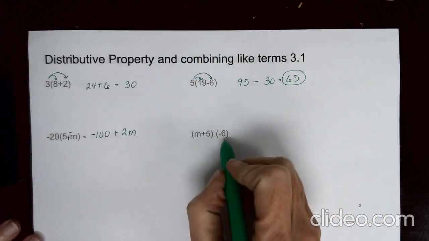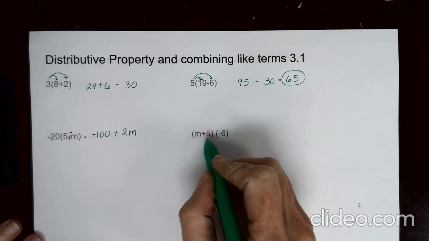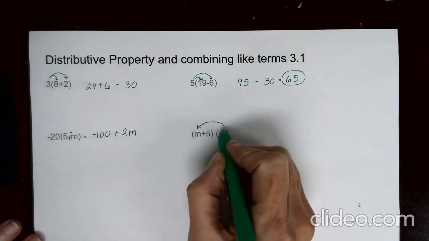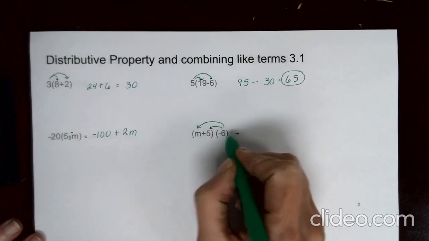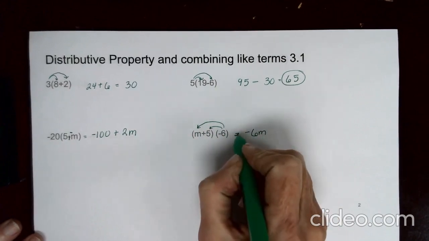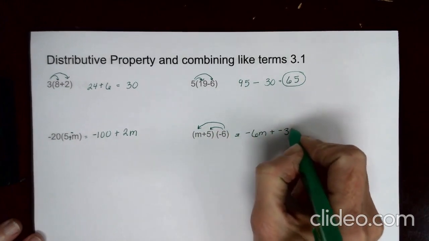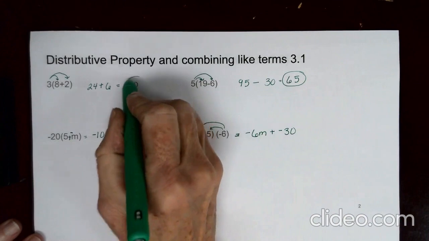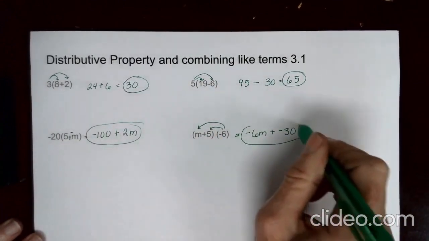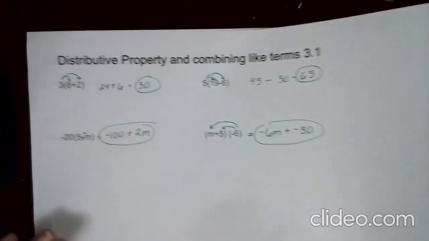Now on this one, you see the single number is behind the parentheses that has the sum or the difference in it. So you have to multiply this times this, and then this times this. So I have negative 6 times m, which is negative 6m. And then negative 6 times 5 is negative 30. So that is your final answer on that one and that one. You can't combine anything, and you have to leave it with a variable in there.